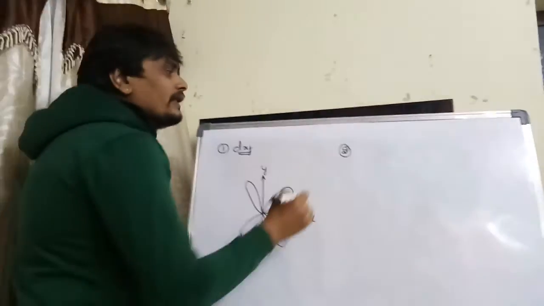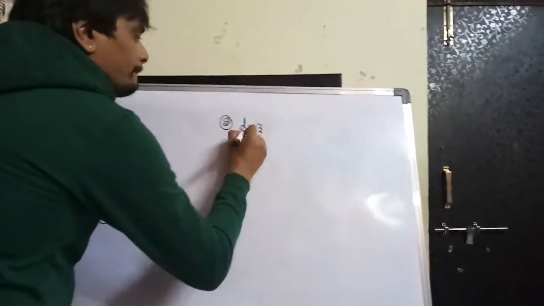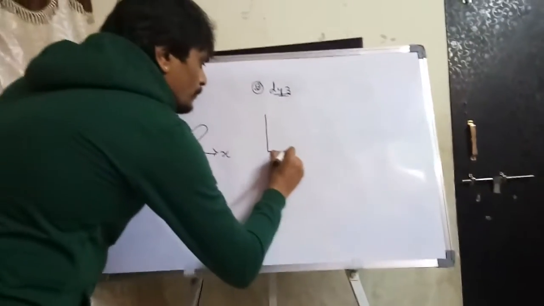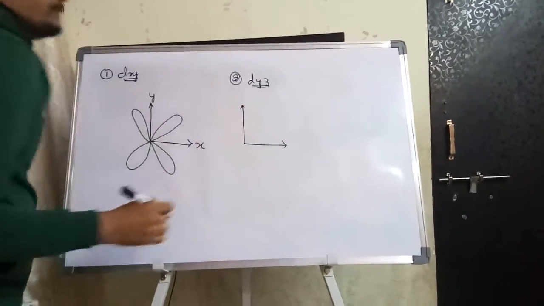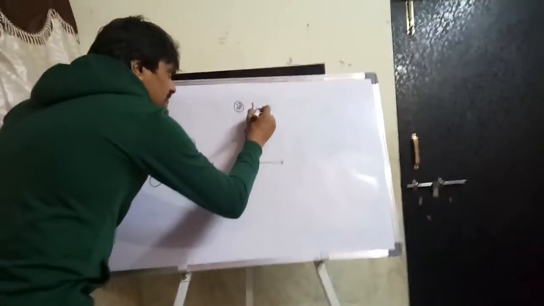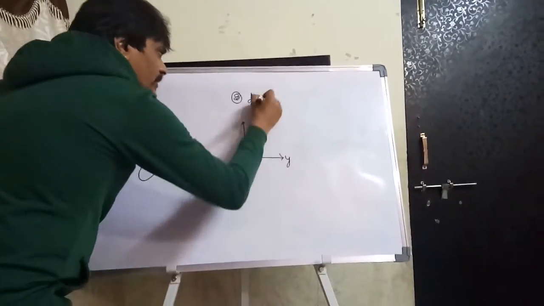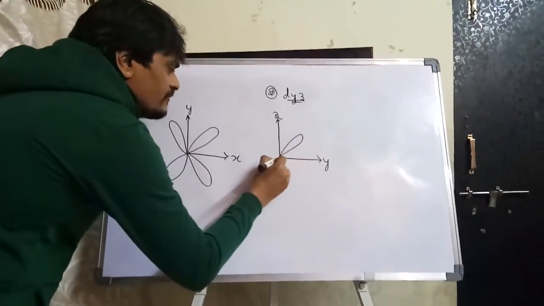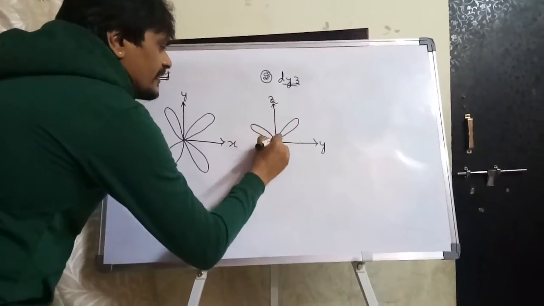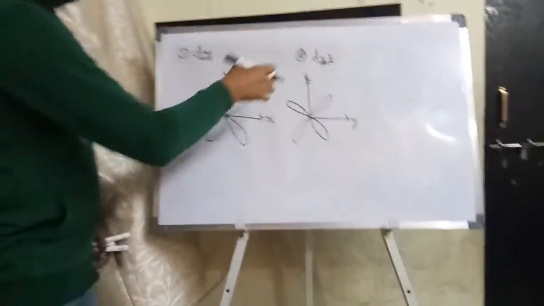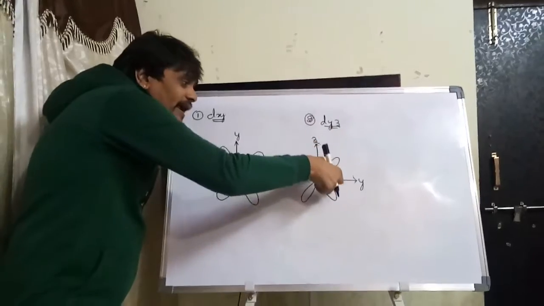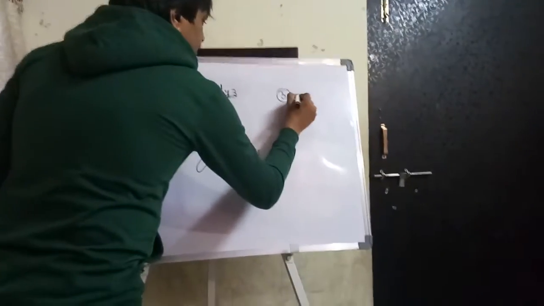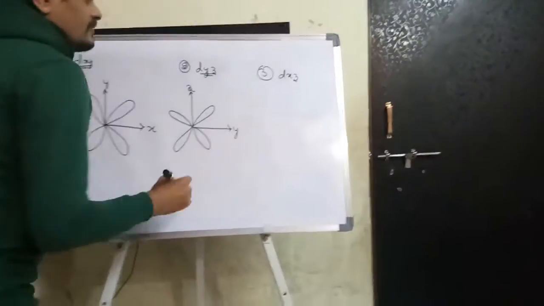What is the second d orbital? dyz. Coming to the second d orbital, it's very easy to remember the structure. Out of the two axes, one is the y-axis, another one is the z-axis. Now if the lobes are placed in between these y and z axes, then this particular d orbital is called the dyz d orbital. Now coming to the third one, which is dxz.